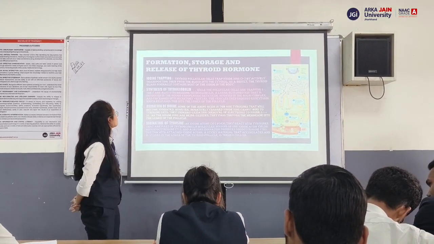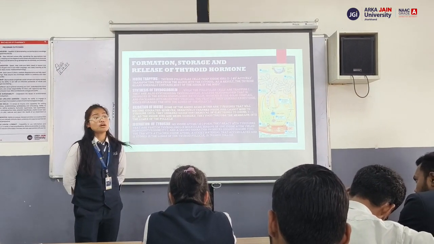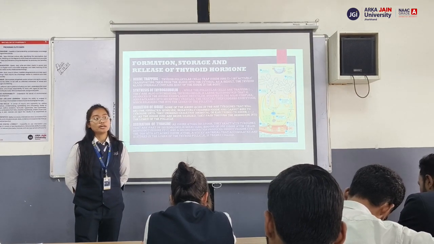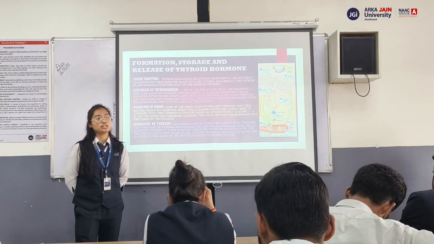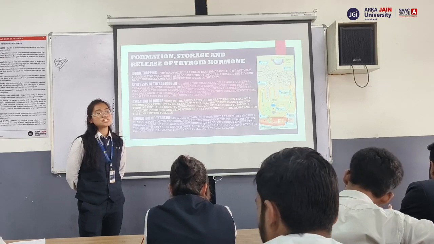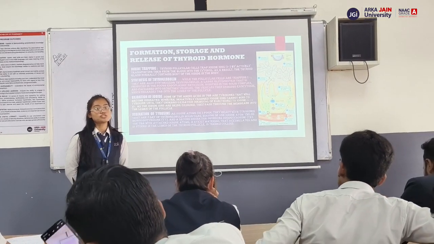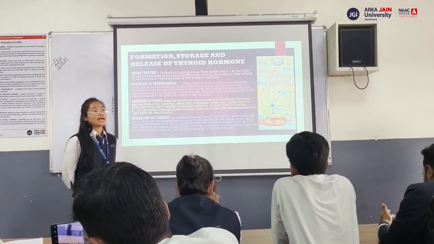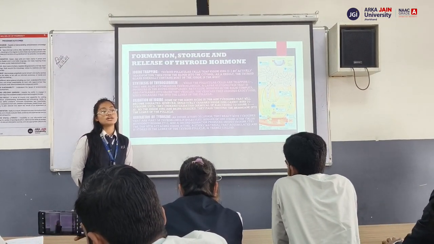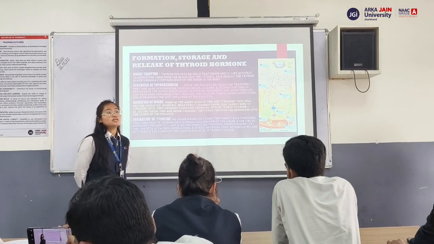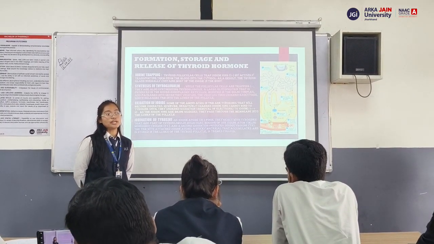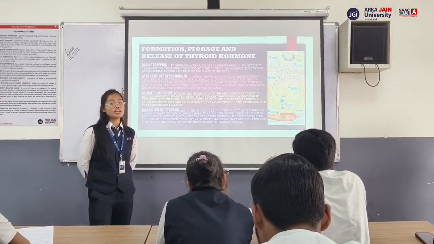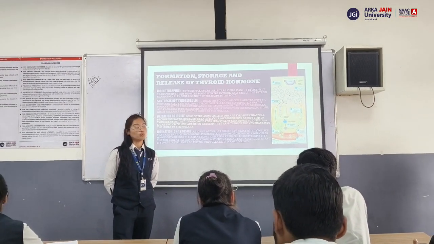Third, oxidation of the iodide. The iodide oxidizes into iodine, and the iodine reacts with tyrosine. The process occurs in the colloid space of the thyroid follicle. Fourth, iodination of the tyrosine. The iodine reacts with the tyrosine to form monoiodotyrosine T1 and diiodotyrosine T2.